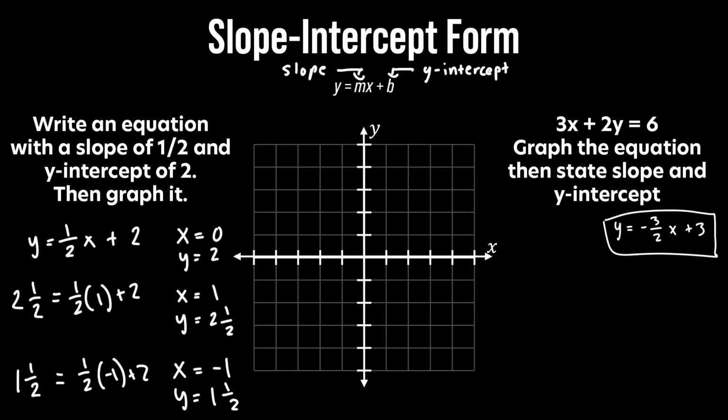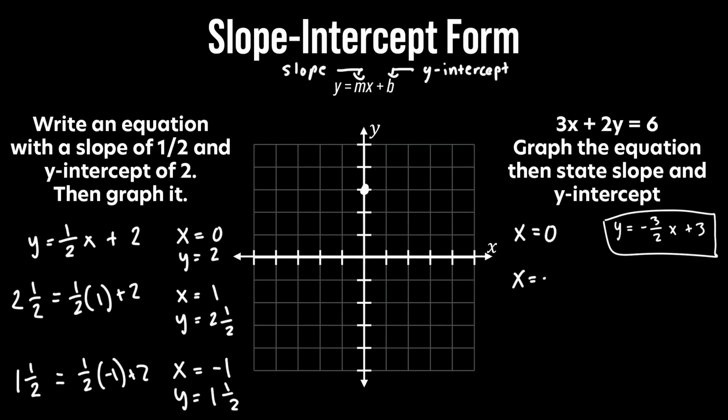So now that we have our equation in slope-intercept form, let's plug in values of x to find out where the y sits. First off, we can plug in x is equal to 0, to which we know that the y-intercept is 3, right here. That's the value of b. So when x is 0, our y is going to be 3.